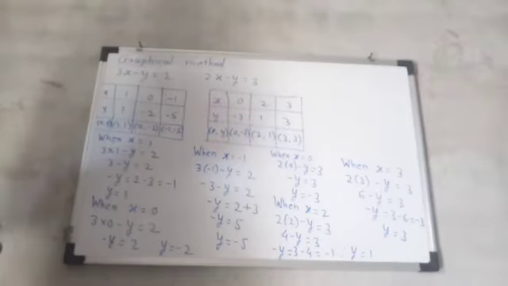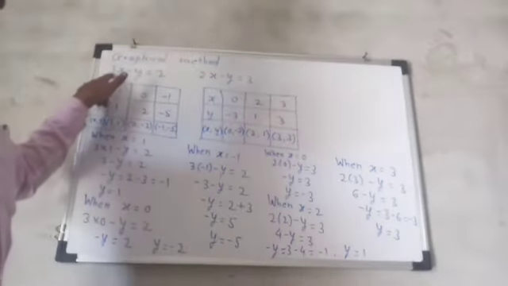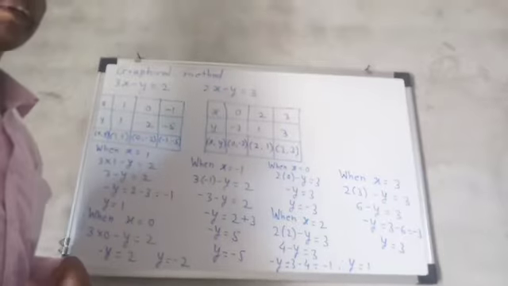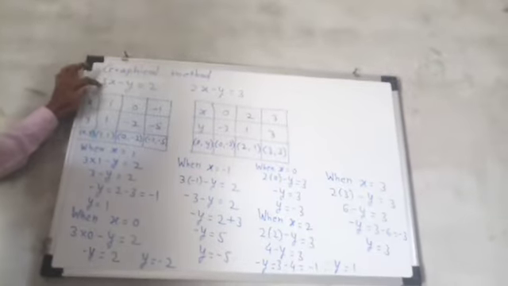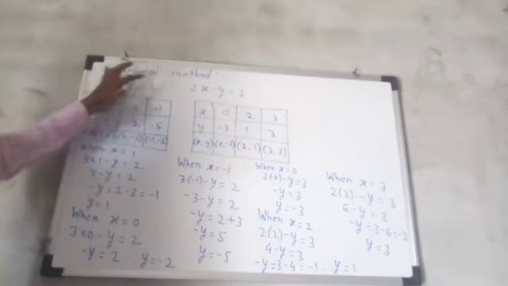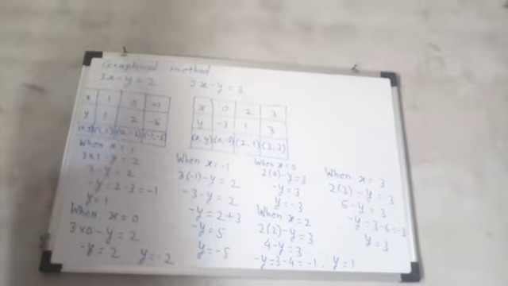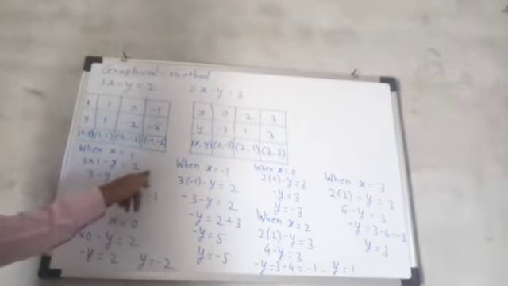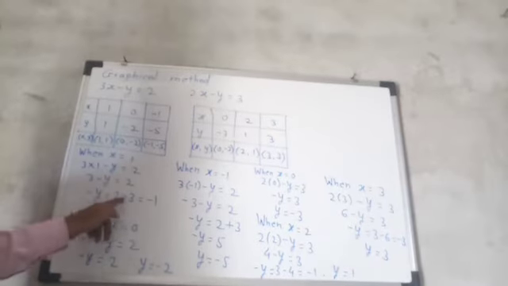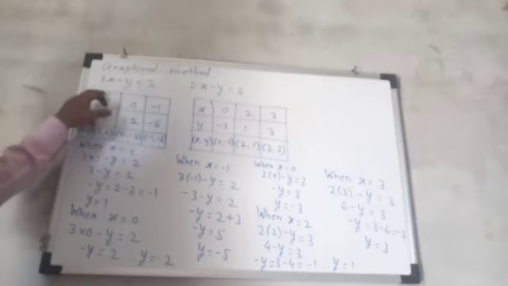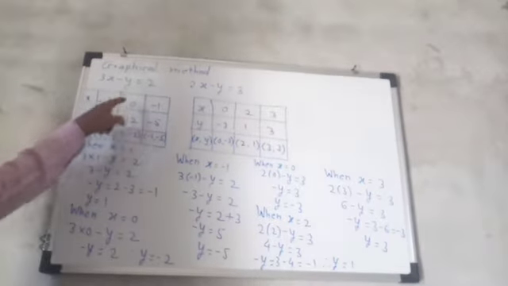Table again. The equations are 3x minus y is equal to 2 and 2x minus y is equal to 3. For the first equation, take value x is equal to 1. Put here 3 into 1 minus y is equal to 2. 3 ones are 3 minus y is equal to 2. Minus y is equal to 2 minus 3, minus 1. y is equal to 1. One point done.